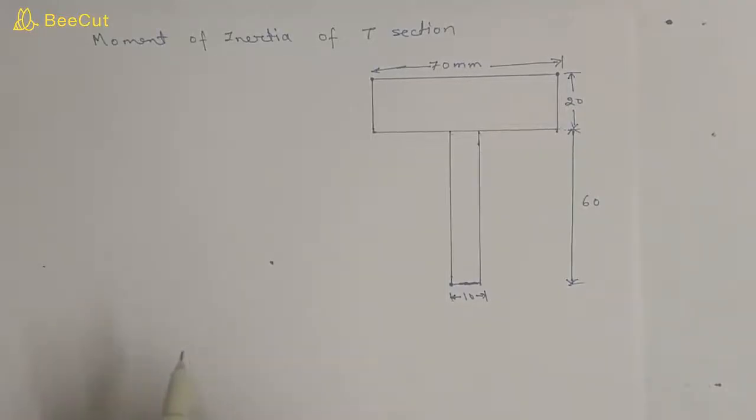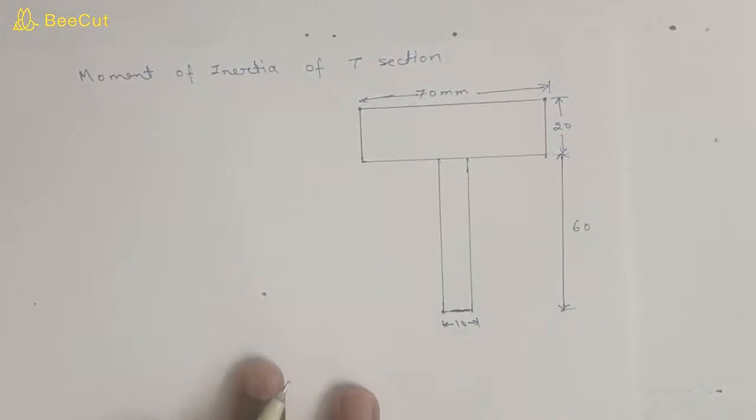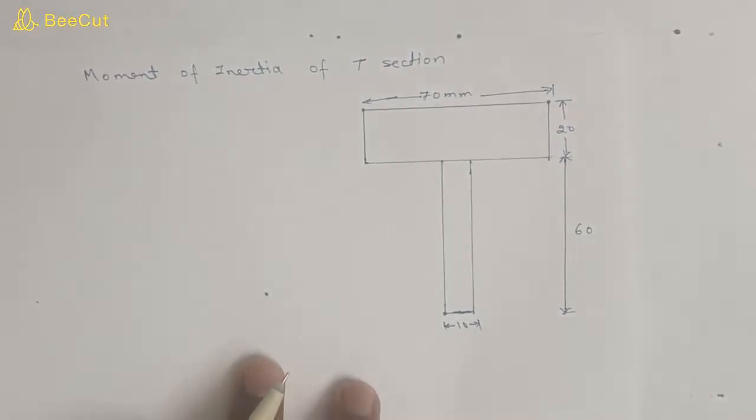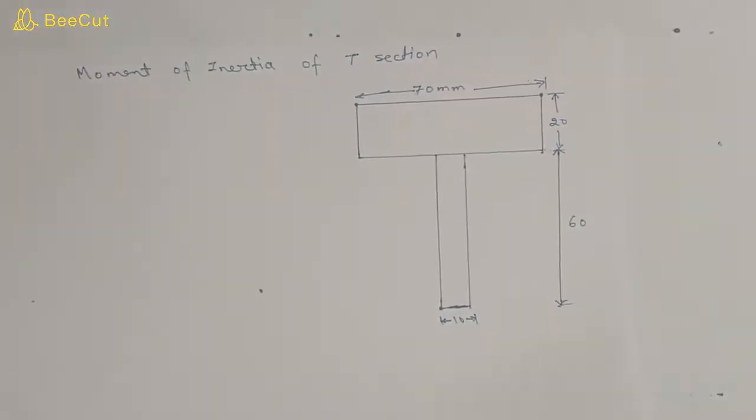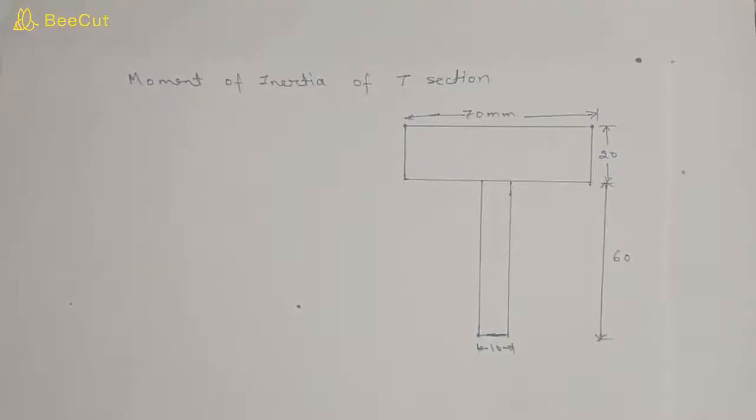Hello friends, in this video we will see how to calculate the moment of inertia of a T section about centroidal x-axis and centroidal y-axis. So to calculate the moment of inertia, first of all we have to calculate the centroid of this section. We have seen in previous videos how to calculate the centroid.